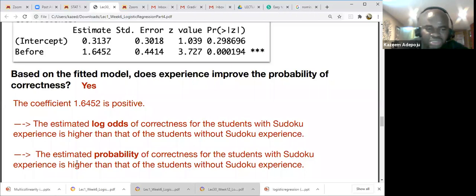what I'm trying to say in essence is that the estimated probability of correctness for the students with Sudoku experience is higher than that of students without Sudoku experience. Of course, that's exactly what we're going to have, because the estimated probability goes with the decision that we took, with the log odds of correctness.